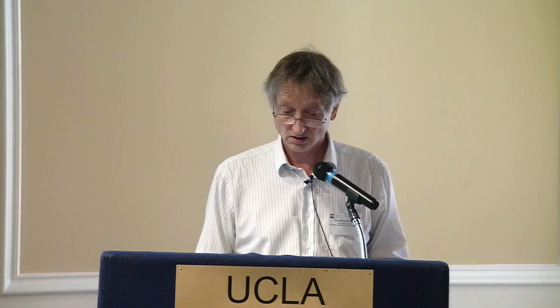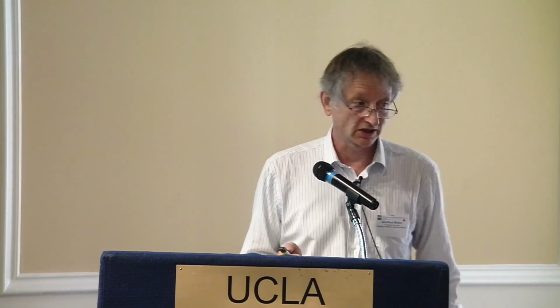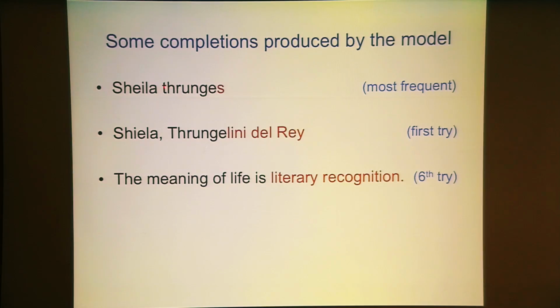So I did actually some tests on it. If you give it Sheila and then a nonsense word, thrunge, most English speakers will say that thrunge is probably a verb, and most English speakers will say either thrunged or thrunges is the most likely completion here. And it thinks both of those are pretty frequent, and thrunges is the one it likes most. So I then thought I'd fool it and put a comma after Sheila and put a capital with Thrunge, so it looked like a list of names. And I expected it to say Sheila, Thrunge, Fred. It didn't say that. It knows a lot about proper names. And it made up the name of this guy, Thrungelini Del Rey.